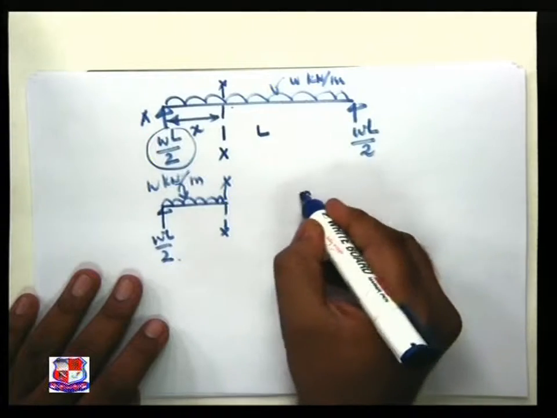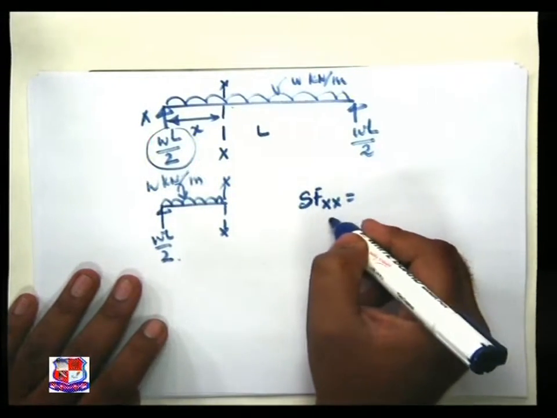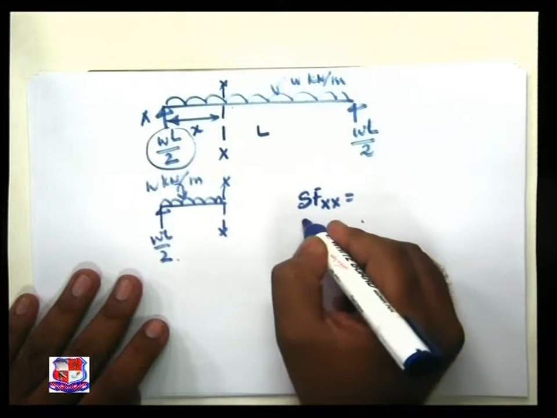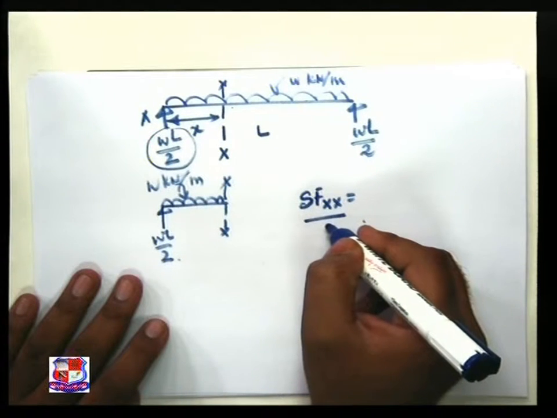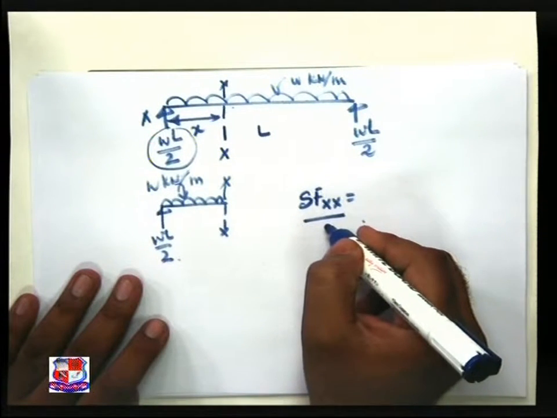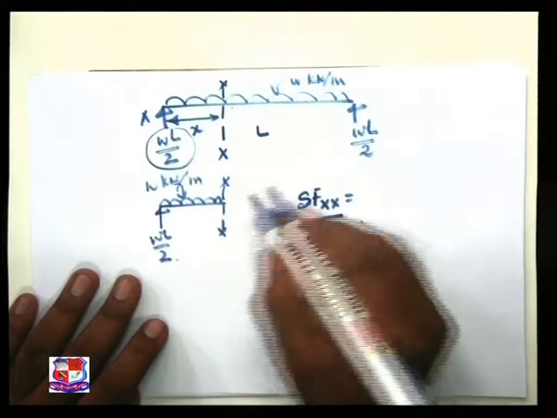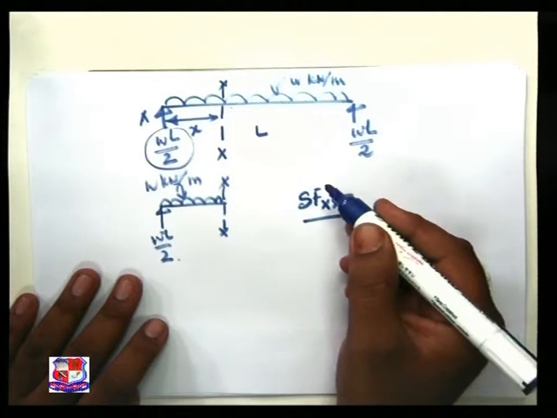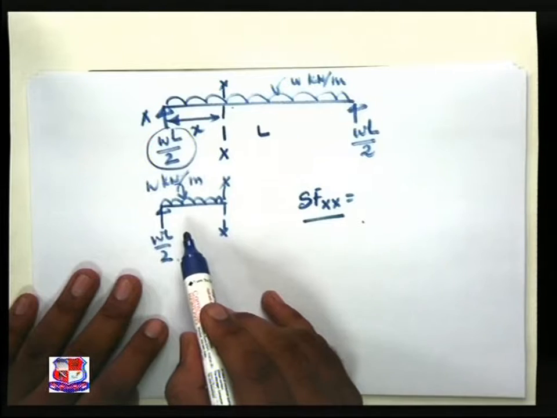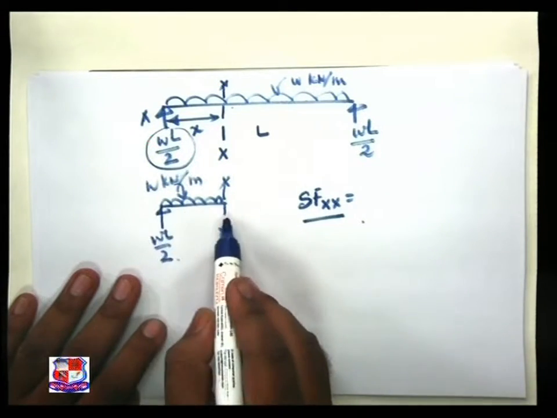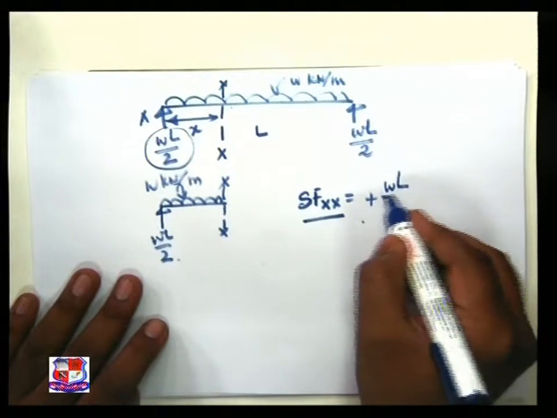Now what is the shear force at section XX? Shear force is defined as the algebraic sum of vertical forces to the left of a section or to the right of a section. Right now we are considering the section from the left side. Then left upward is positive sign, WL by 2.